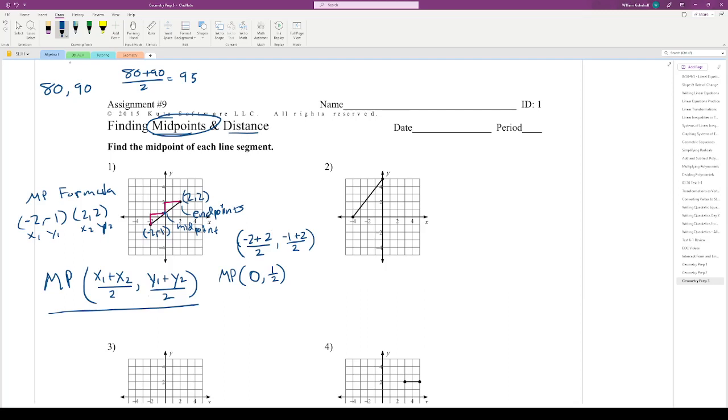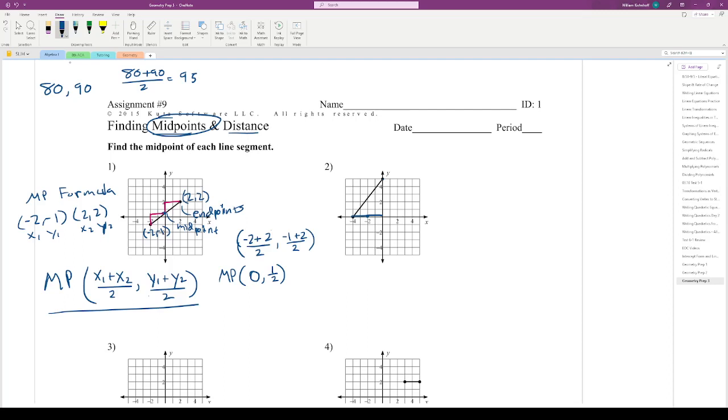So looking at my entire line segment, we'll do this on the second one. Looking at the entire line segment, my change in x is 4. I need to go 4 units to the right to get to the other end point. So my midpoint is just half that far. So instead of going 4 to the right, I'm going to go 2 to the right and be on negative 2 for my x value.